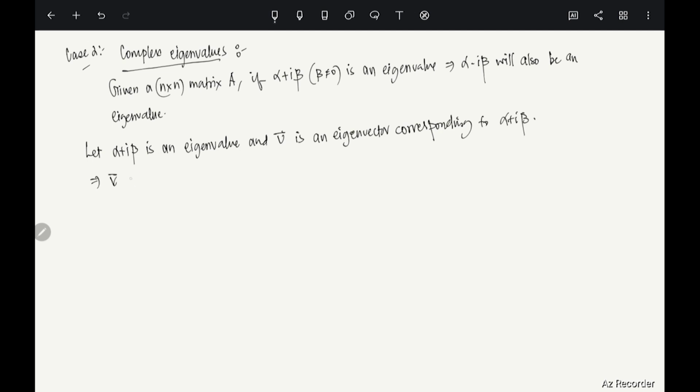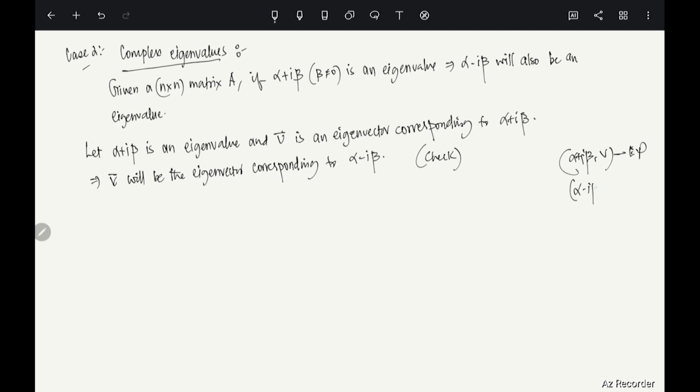That v bar will be the eigenvector corresponding to alpha minus i beta, right? So this is just your basic linear algebra. If you do not know this, please go and do this part again. What I am trying to say is this: if alpha plus i beta, v is an eigenpair, then alpha minus i beta, v bar will also be an eigenpair. That is always there, and we already know this part.